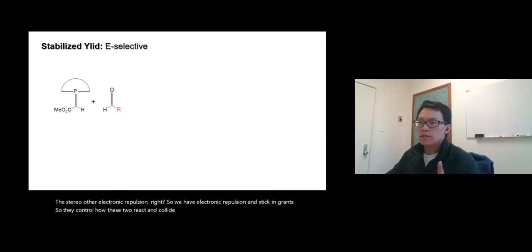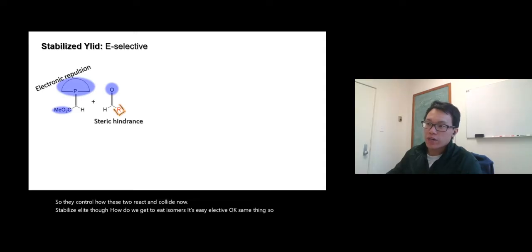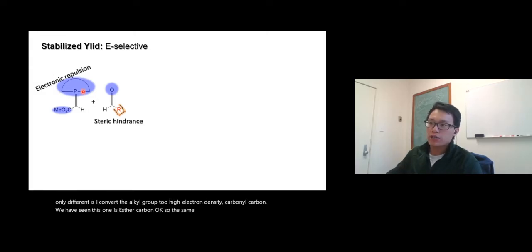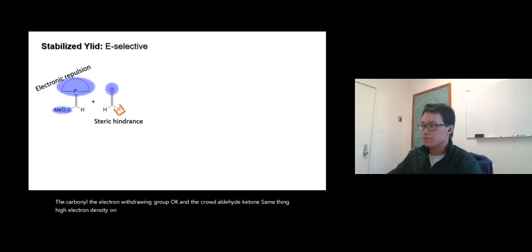Now, stabilized ylide though, how do we get to E isomers? It's E selective. Okay, same thing. So the only difference is I convert the alkyl group to a high electron density carbon. Okay, we have this one as an ester carbon. Okay, so the same thing. The ylide has high electron density at the top, the triphenylphosphine, high electron density from the carbonyl, the electron withdrawing group. Okay, and the aldehyde or ketone, same thing, high electron density on oxygen, steric hindrance on the alkyl group.